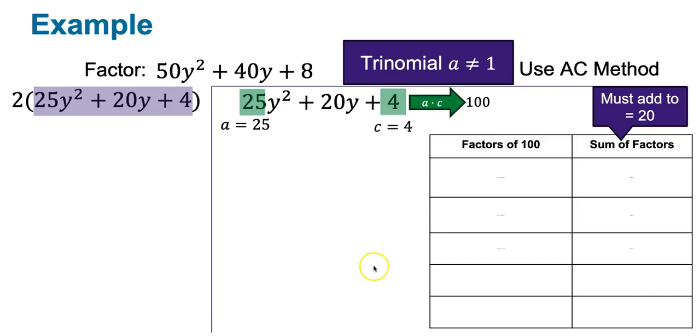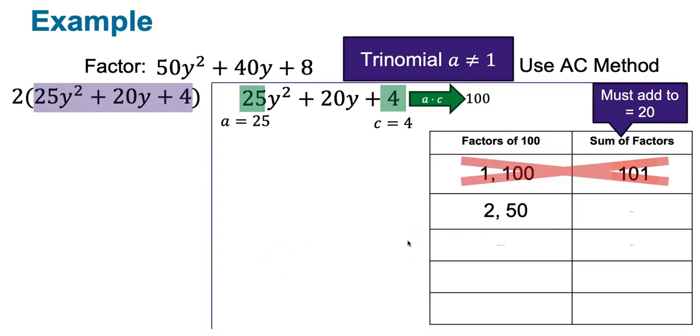Next, let's do a sign analysis. Since 100 is positive, both numbers must be the same sign. Since they must add to a positive number, both numbers must be positive. The first factor pair is 1 and 100, but they don't work as they add to 101, not 20.